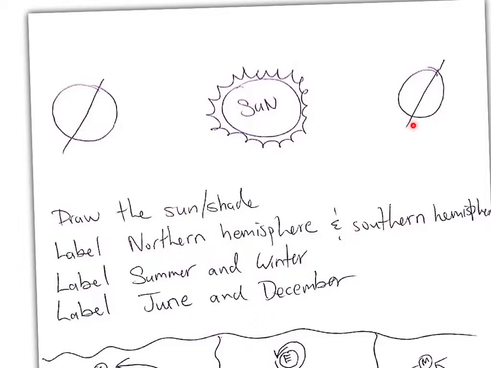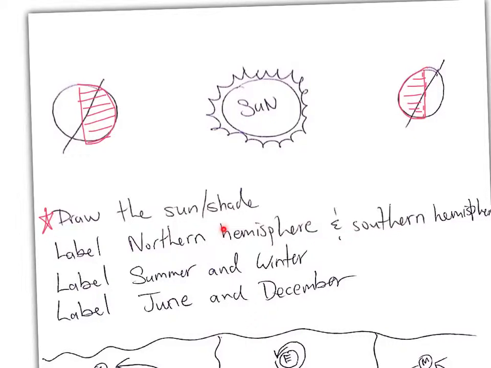So for this first part, draw the sun shade. We would do something like this. So this part is actually facing the sun, and so that part of the Earth would be in the sun. And if you look at the difference between these two situations, over here, the top part of the Earth is facing the sun. The bottom part of the Earth is in the shade. Whereas over here, the bottom part of the Earth is facing the sun, and the top part of the Earth is in the shade. So, label northern hemisphere and southern hemisphere.